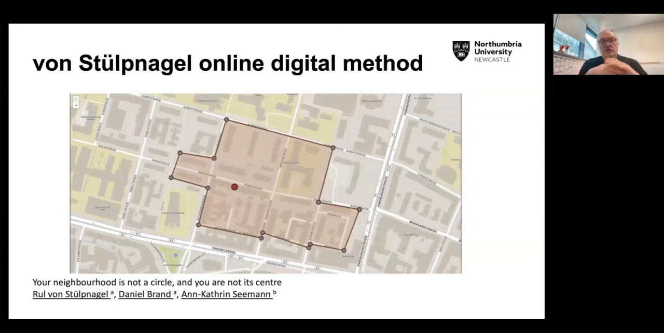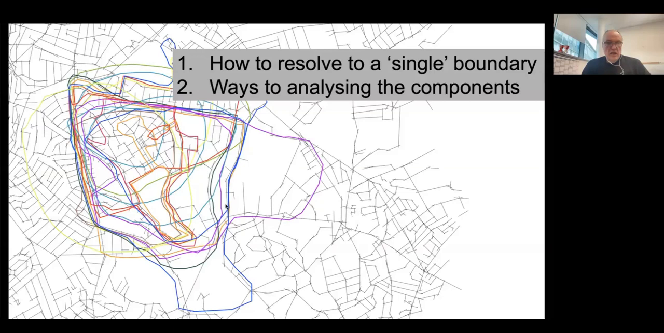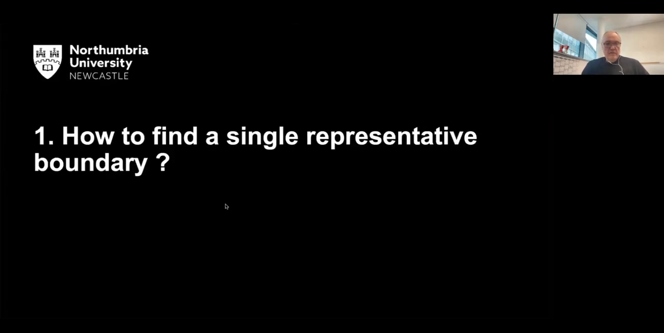But again, with the von Strupenagel process, the online digital method collects info in a different way, but you end up with the same problem of how do you actually figure out what is the average of all these polygons? So how do we resolve the single boundary as a way of analyzing the components? There we go.